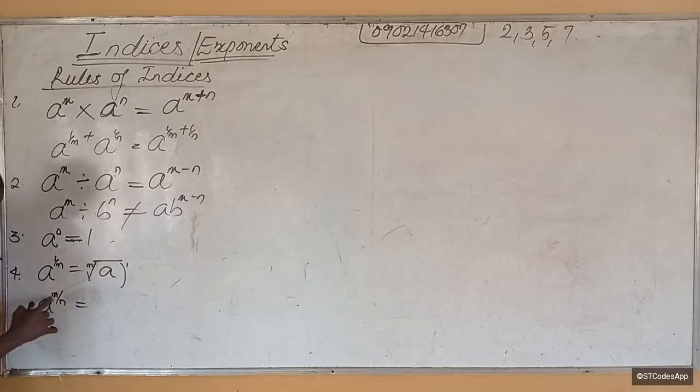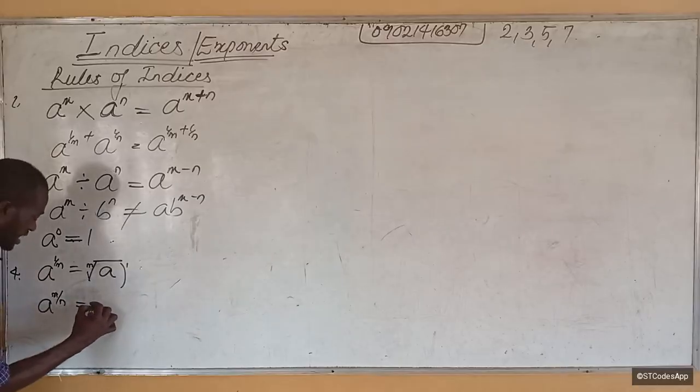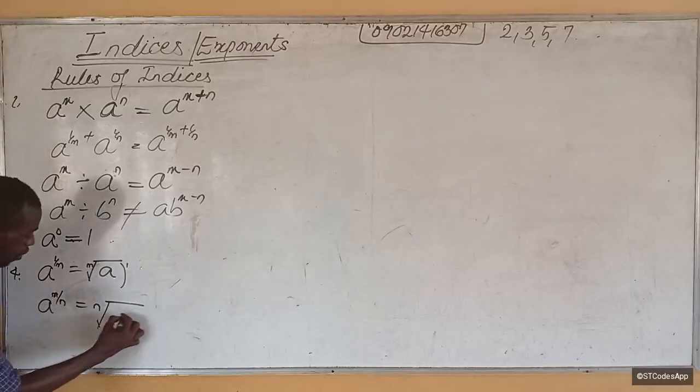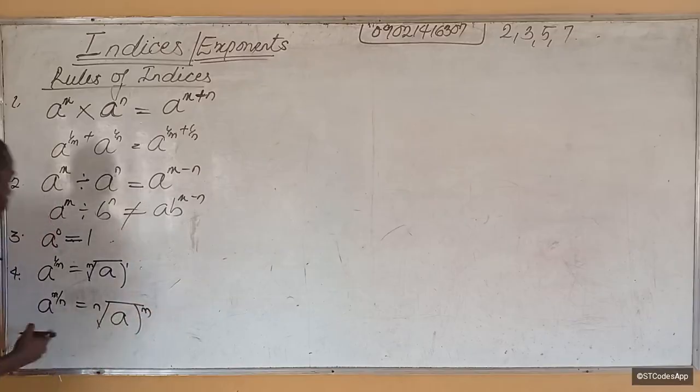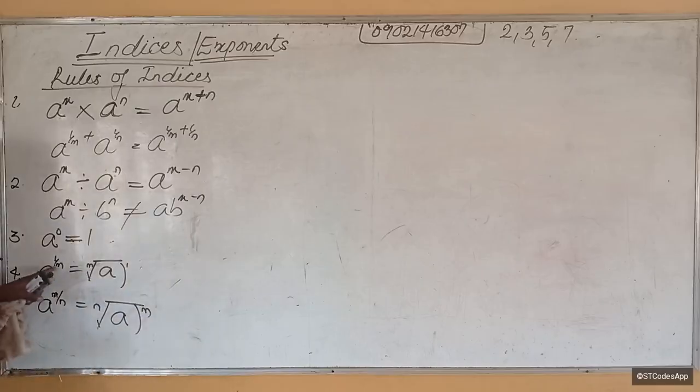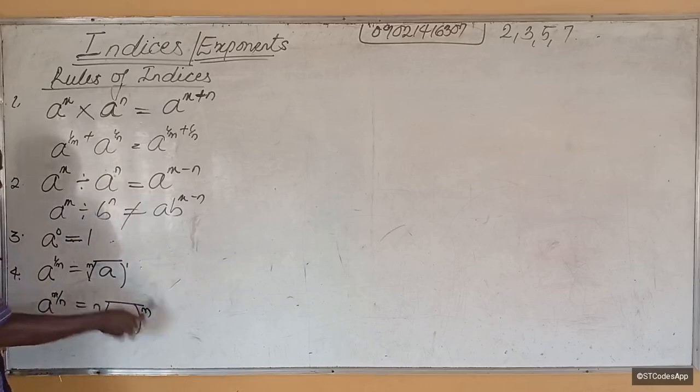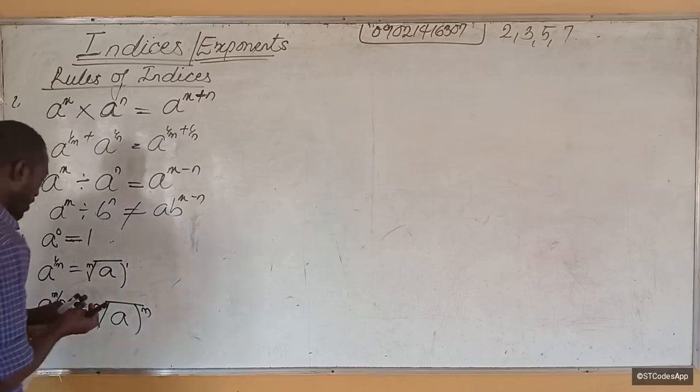Okay, m is on top, n is under, so it's the same as the nth root of a all raised to power m. That's what this thing is saying. Is that clear? That is, a raised to power 1 over n is the same as the nth root. So the denominator becomes the root, the numerator becomes the power. All right, let's make sense of that using a question.